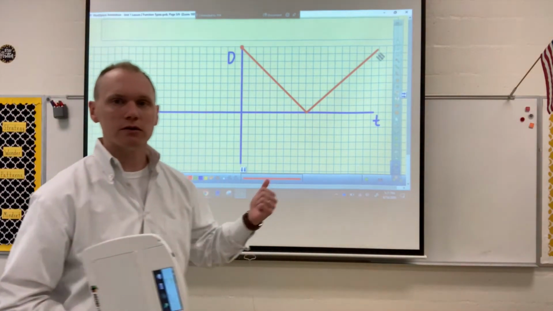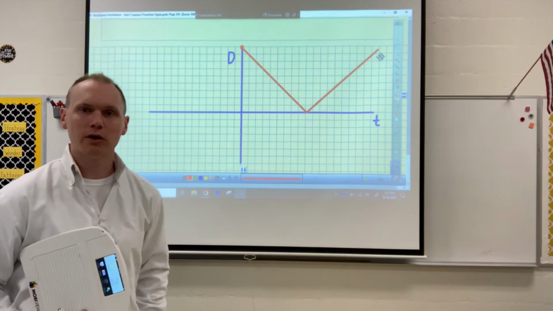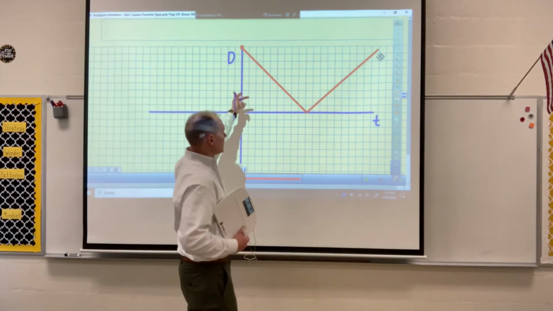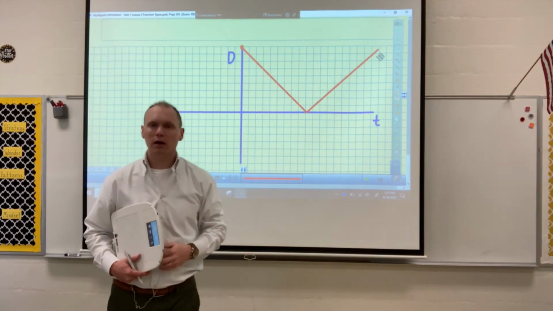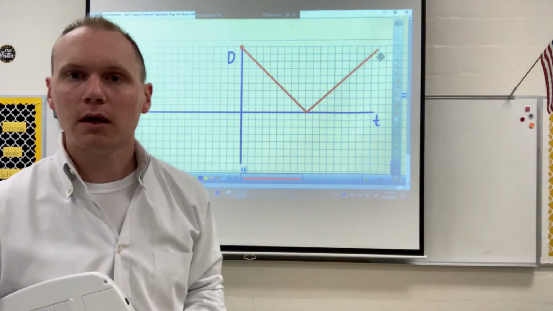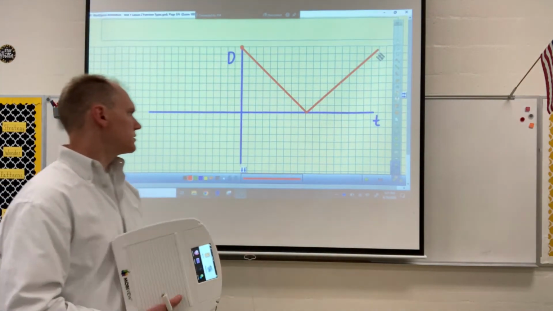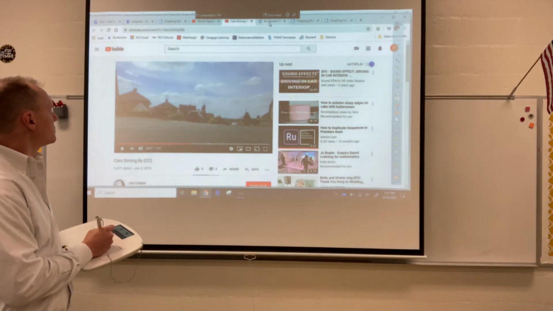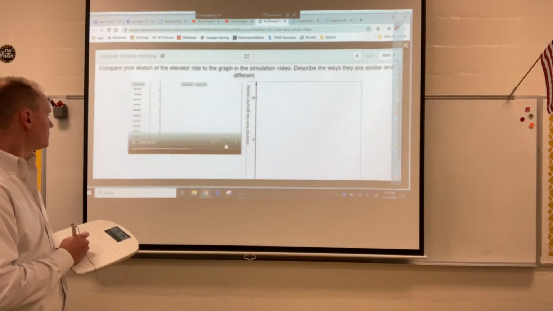And so what we have here is what we call an absolute value graph. It looks kind of like a V shape, and a lot of times it represents distance away from something. And so that's just an example there of absolute value.